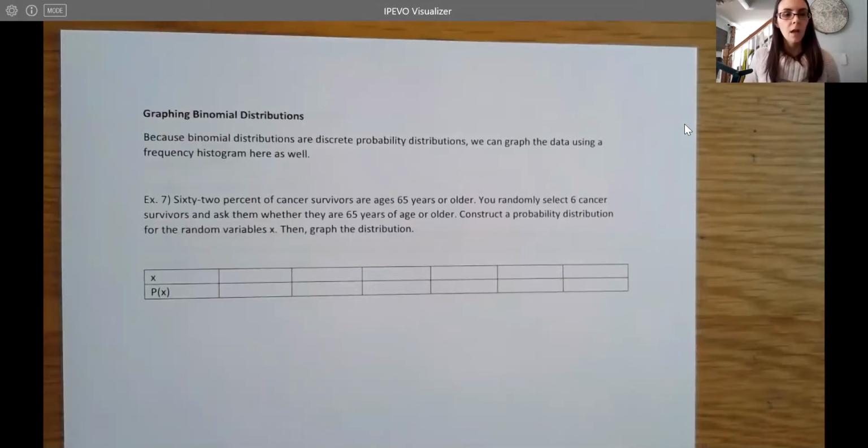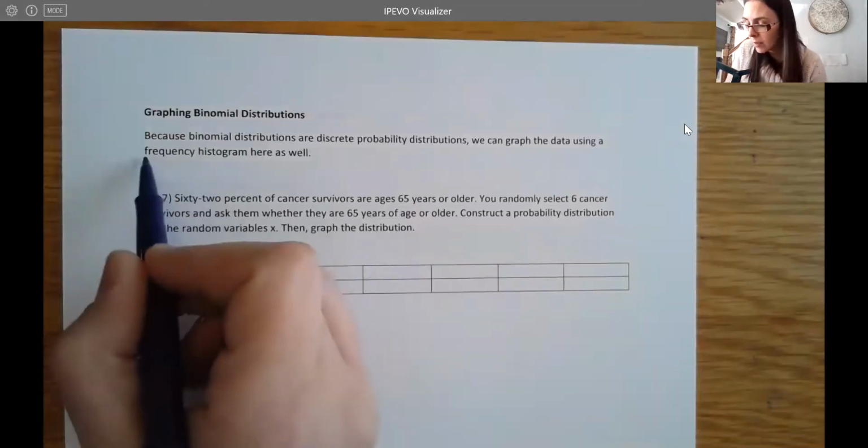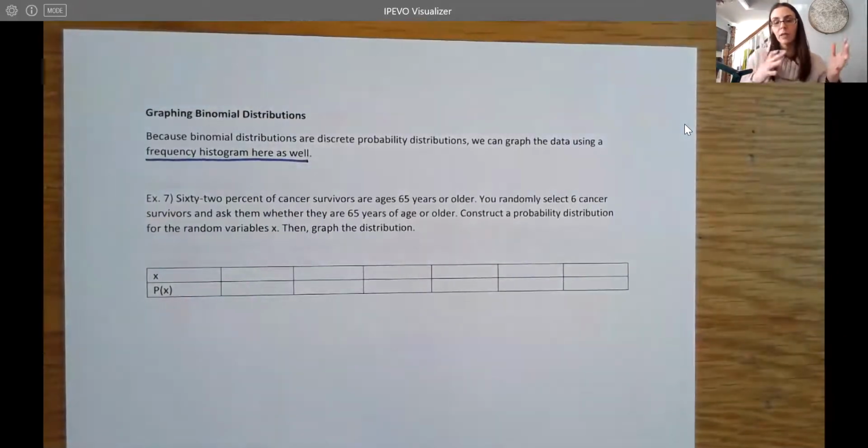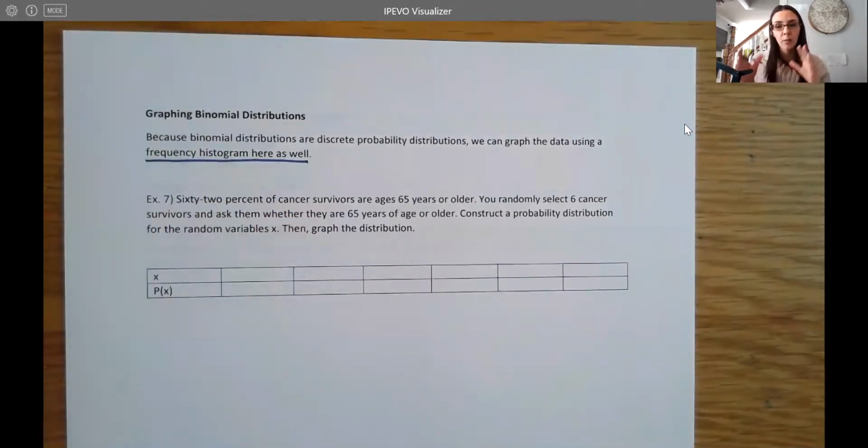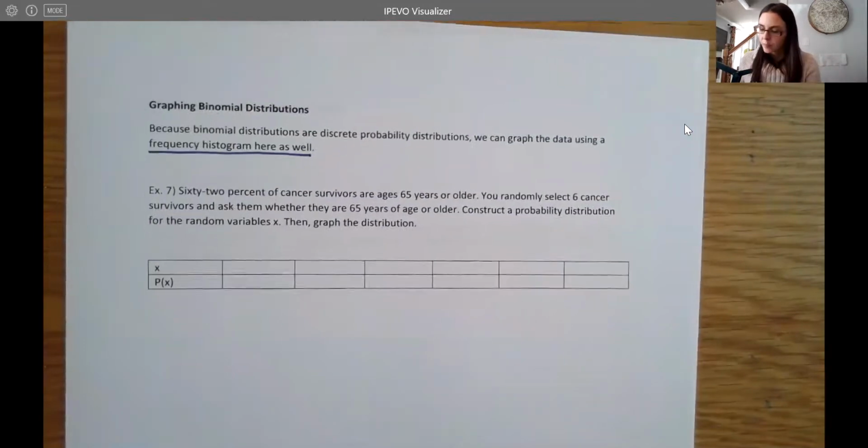Because binomial distributions are discrete probability distributions, we can graph the data using a frequency histogram here as well. Just like I mentioned a few videos back, we can use frequency histograms here too, because binomials are still discrete probability distributions, so the same rules hold. So let's look at an example.